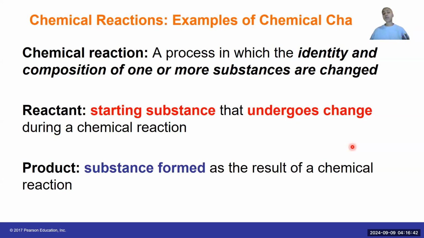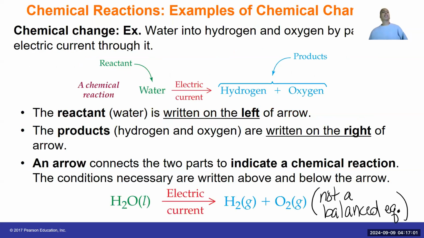We start with something called the reactants. These are the elements or the compounds that undergo the change in the chemical reaction. The products now are the substances that are formed when the chemical reaction occurs. So let's take a look at this chemical process.